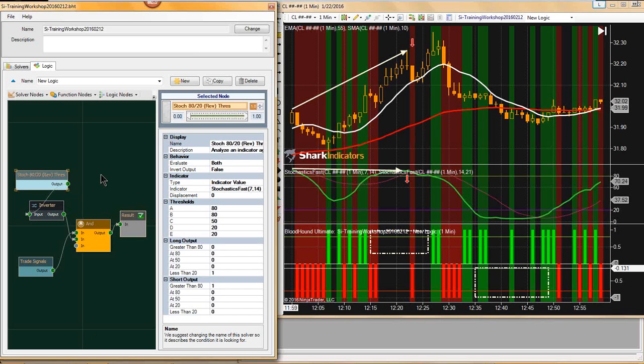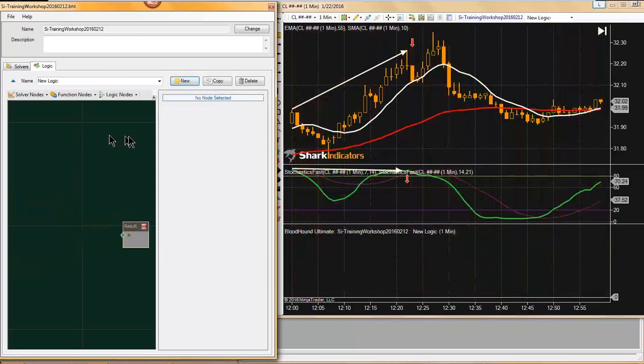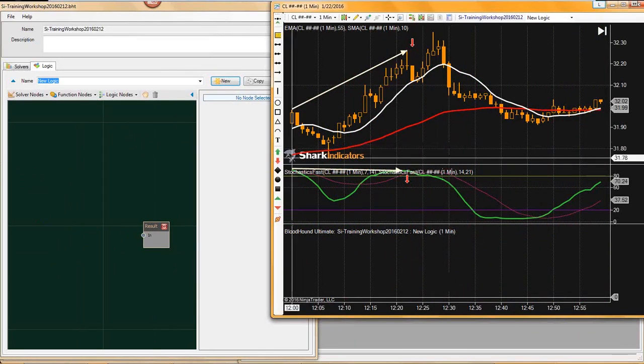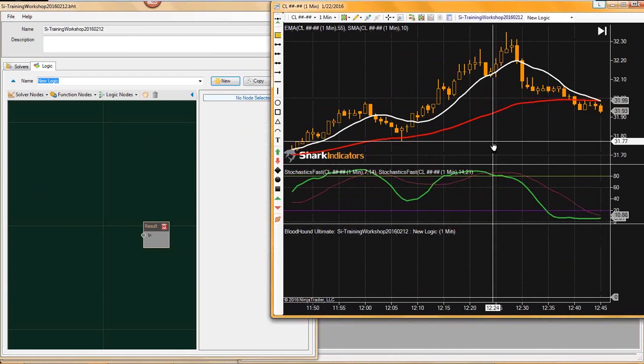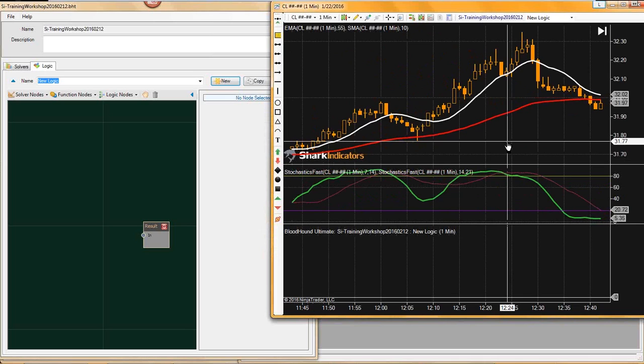All right. So Rodney's asking, how would you program BloodHound to exit a trade when the bar is completely above or below the SMA, not touching the SMA at all? Okay, sure. All right, Rodney. Let me just wrap this up here. So let's give this a name. All right, let me start a new logic board. Okay, there's a couple of ways we could do this, Rodney.